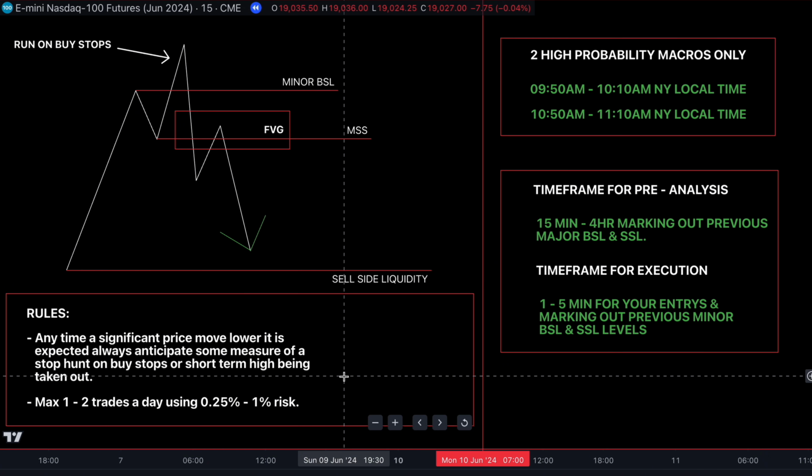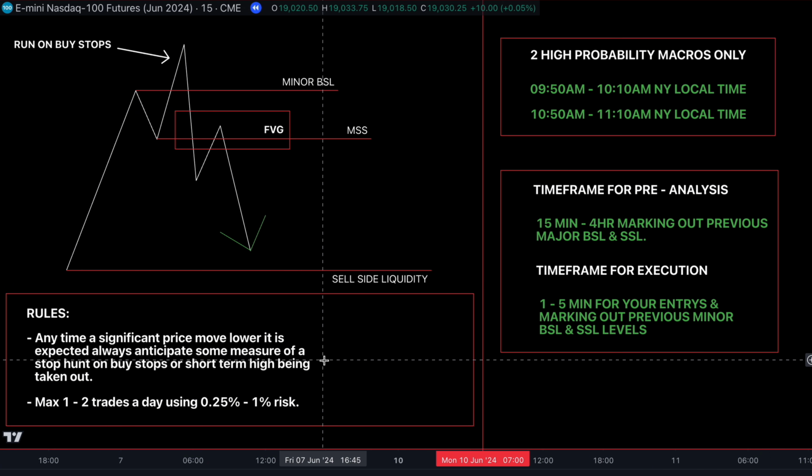If the next trade's not a winner, then you're going to continue staying at half risk until you get a winning trade, and then you can go back to full position size. That's the correct risk management for when trading. So we've gone over risk management and which macros to trade, and now for the time frame.